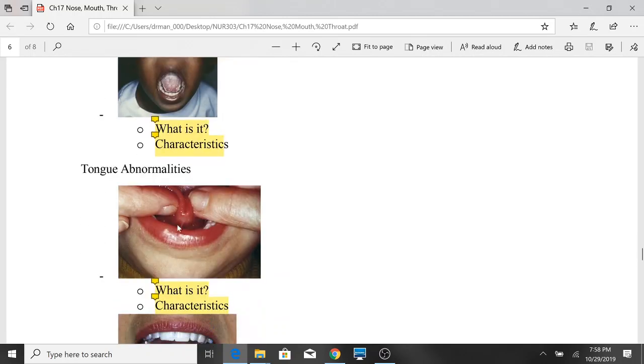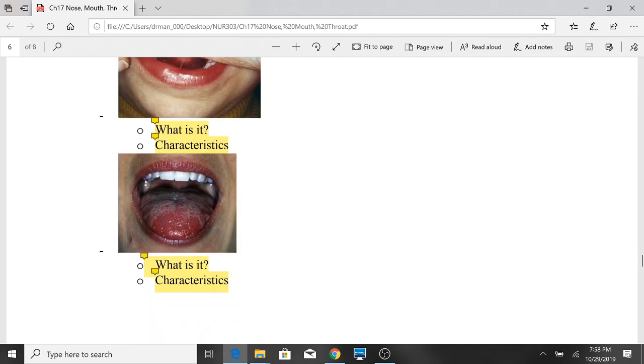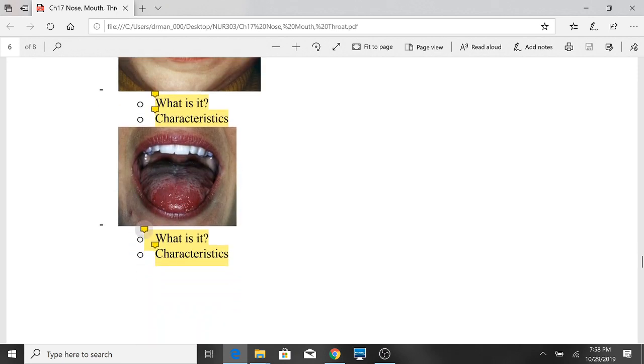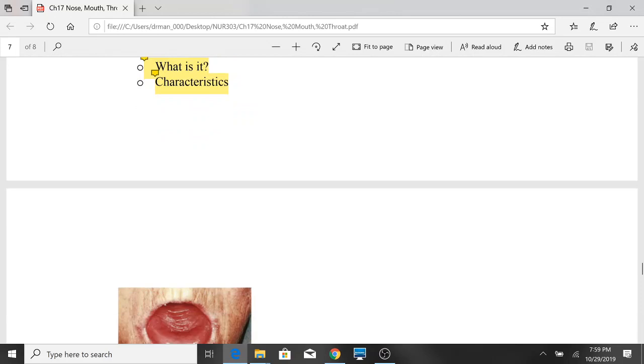Okay. Tongue abnormalities. This is ankyloglossia. Basically, it's the frenulum that we talked about that holds the tongue. It's short, really. This is a geographic tongue. It looks like a map, and it changes over time, which is kind of neat.